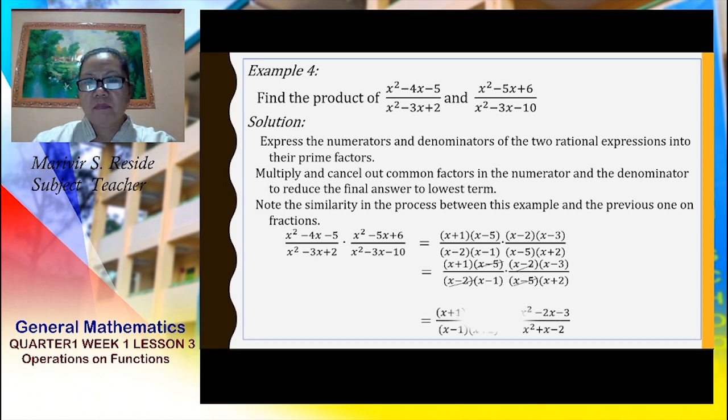So the next step is for us to obtain the final answer. What is left? We have (x + 1) times (x - 3) in the numerator, and our denominator is (x - 1) times (x + 2). So we have the final answer, (x squared - 2x - 3) over (x squared + x - 2). I hope you got this, guys.